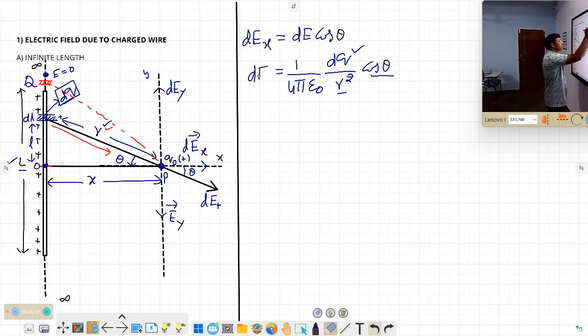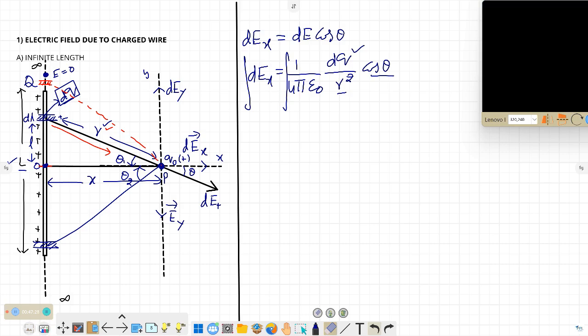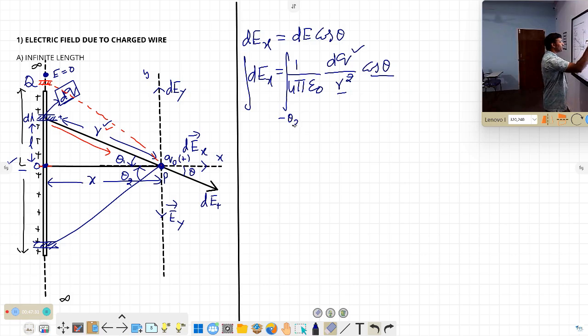So I can now apply the integration on both sides. While applying this integration, what limits do you have to take here? First, if you observe this elementary portion, I can choose the elementary portion below also. If you choose the elementary portion below, this elementary portion also makes an angle theta here. So if I say this is theta 1, this is theta 2. In this case, I can write the limits from minus theta 2, since below the line of bisector is the negative axis and above the line of bisector is positive, to plus theta 1. You have to integrate between these limits.